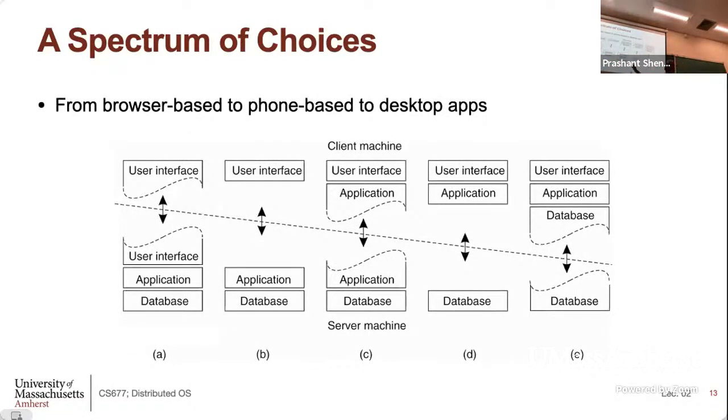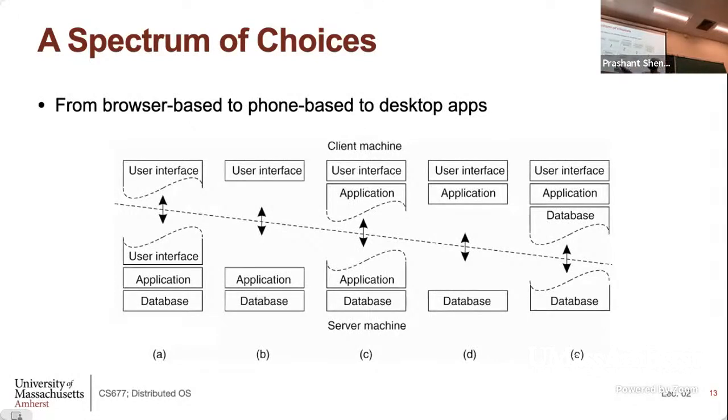Each of these columns is one way you will design your application. There's a dotted line splitting each of them. Everything above the dotted line says those components run on the client machines. Everything below the dotted line says those components stay on the server machine. And you'll see that we split the application at different places, so you get different choices.